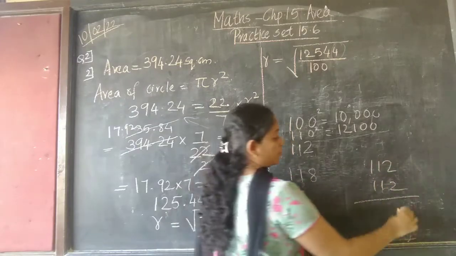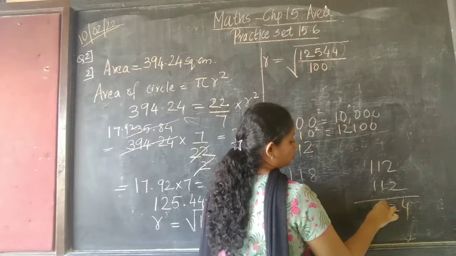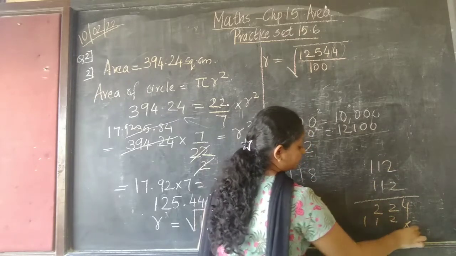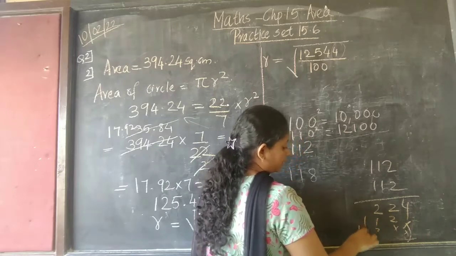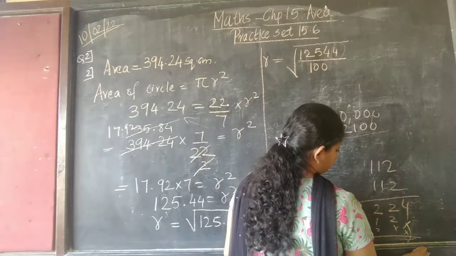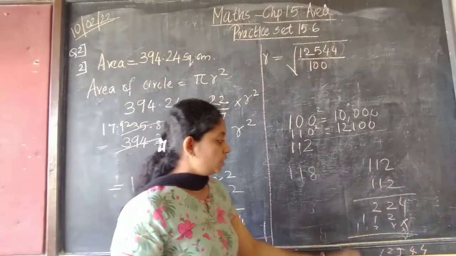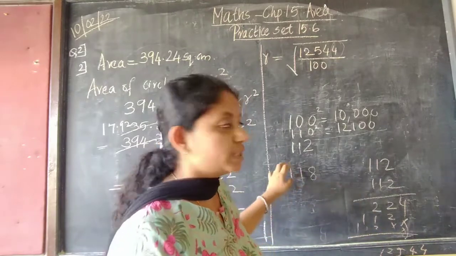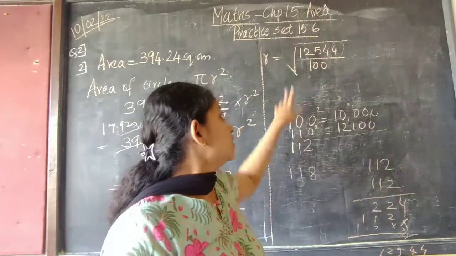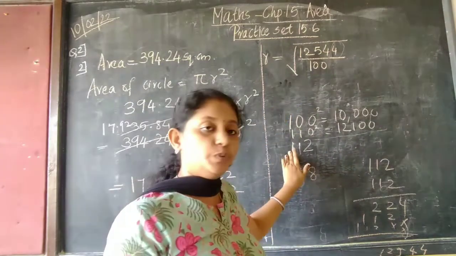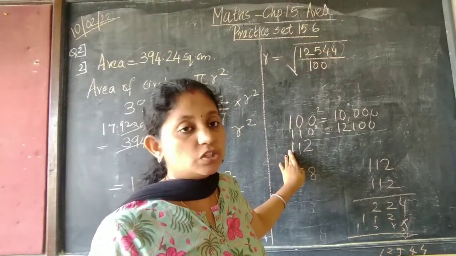2 2s are 4. 2 1s are 2, 2 1s are 2. Multiplied by 1, so 2 1 1. 2 1 1. So how much are you getting? We get 4 4. So here when you add, you will get 12,544. So what is our answer? What is the square root of 12,544? It is nothing but 112.